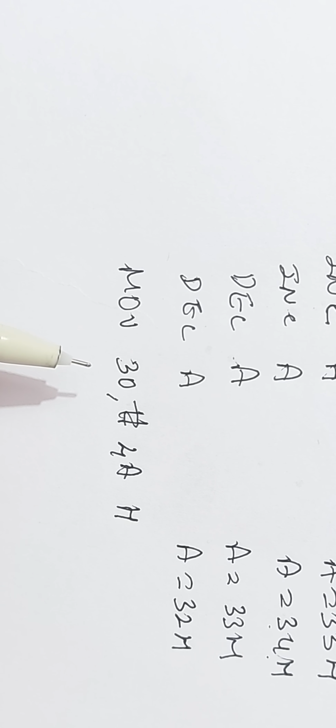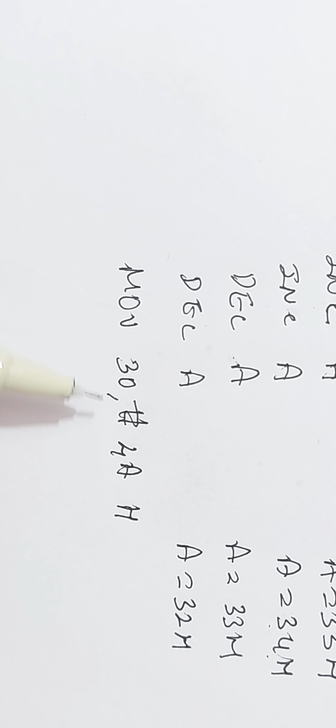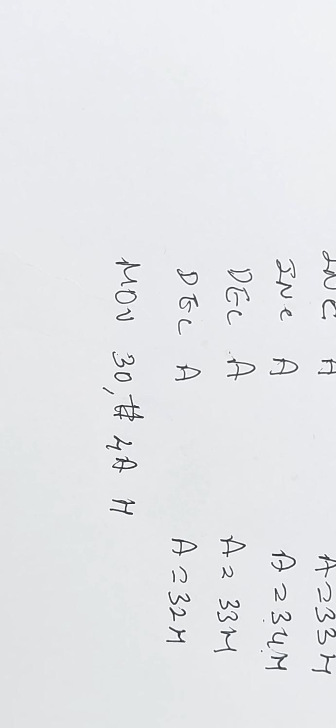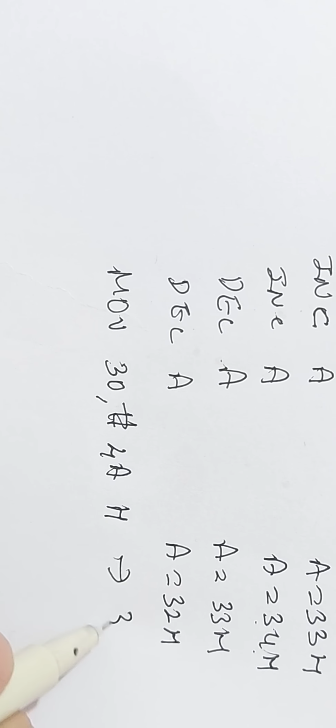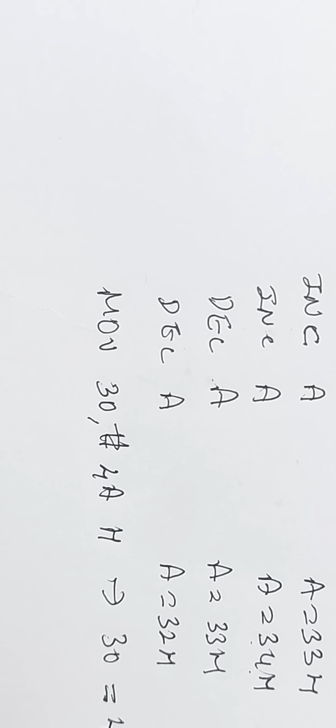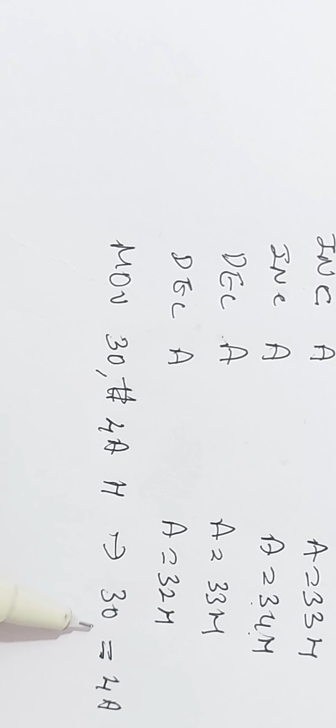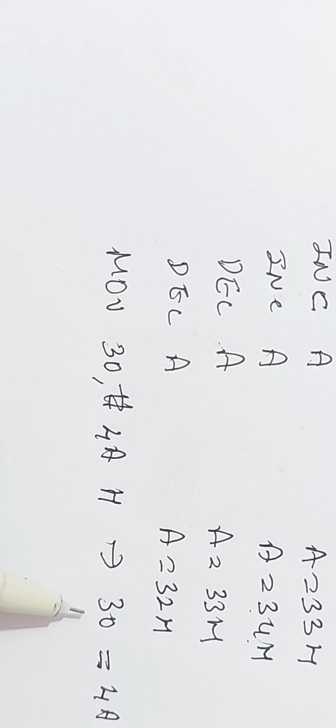Where the 48th RAM location is given by the direct address 30. It is an 8-bit register. Now in that direct 8-bit register, load the number 4A. Now RAM location 30 contains the data 4A. Therefore, this implies that RAM location 30 contains the data 4AH. H represents the hexadecimal number. Here I have not written H, therefore it is a direct RAM address.